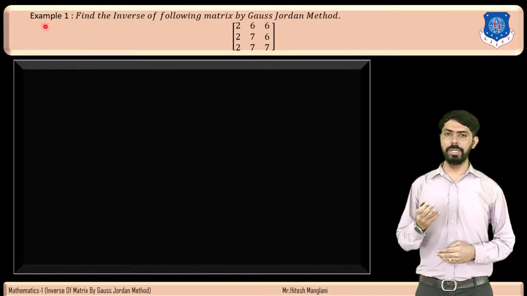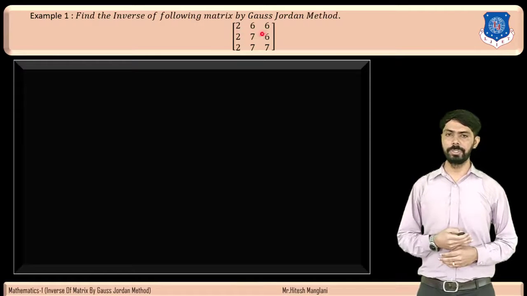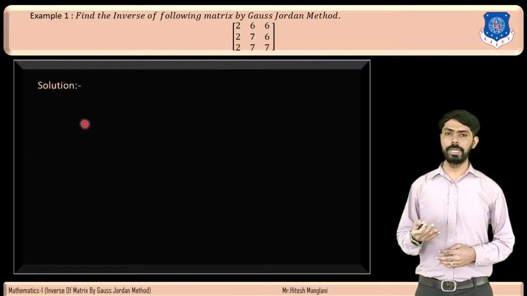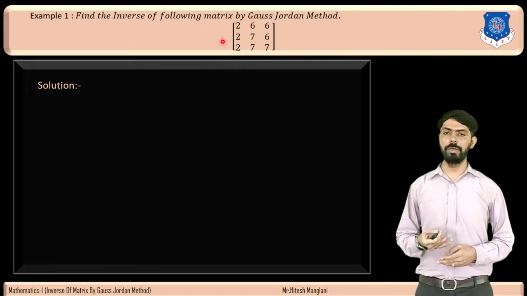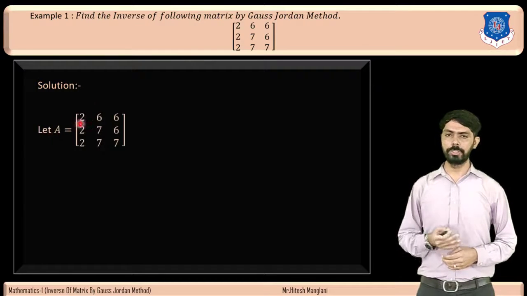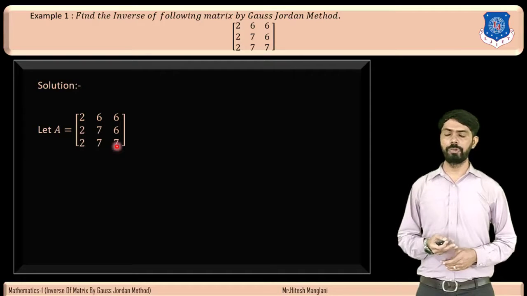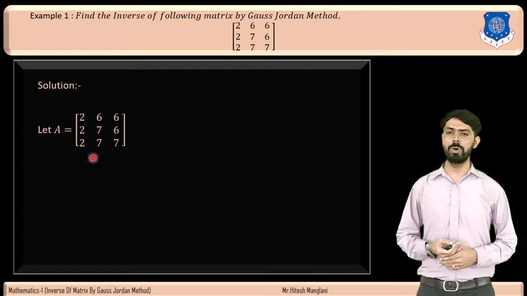The first example is: find the inverse of the following matrix by the Gauss-Jordan method, where the matrix is [2 6 6; 2 7 6; 2 7 7]. First of all, we will check whether this matrix is singular or non-singular, because to find the inverse of any matrix, that matrix should be non-singular. So here A is equal to [2 6 6; 2 7 6; 2 7 7]. We will find the determinant of this matrix, because if the determinant is not equal to 0, then we can say that this matrix is non-singular.